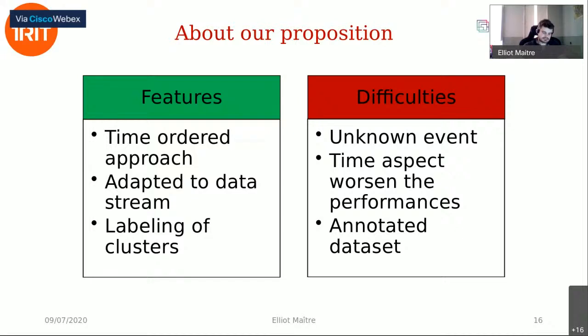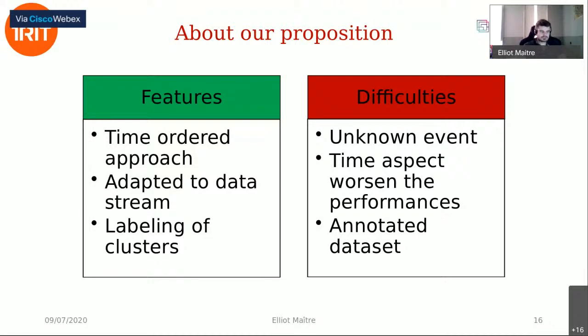A few difficulties arise in this project. First, we are not really sure of how well the model will perform with unknown events. I think it's a general problem for neural networks. It's difficult to estimate how well it will generalize to new data. It's particularly true with data streams. The time aspect worsens the performance compared to a classical classification problem, but it is something we really need, so we don't actually have a choice.